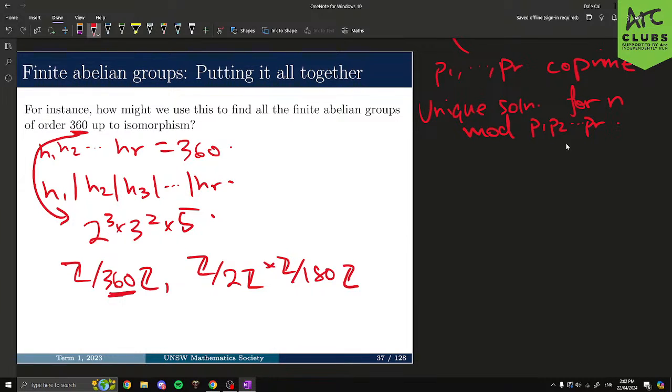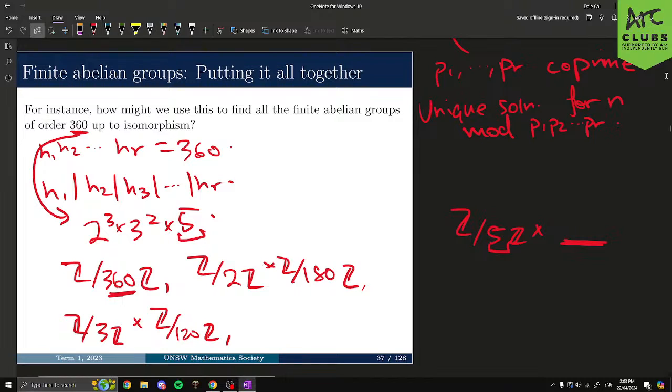I could do that with the 3 as well. If I take Z mod 3Z, I could multiply that with Z mod 120Z, because 120 is a multiple of 3, and these multiply to 360. But what wouldn't work is if I wanted to use Z mod 5Z, because there's no other factor of 360 that contains a factor of 5, because we've already used up all the 5s in the prime factorization.